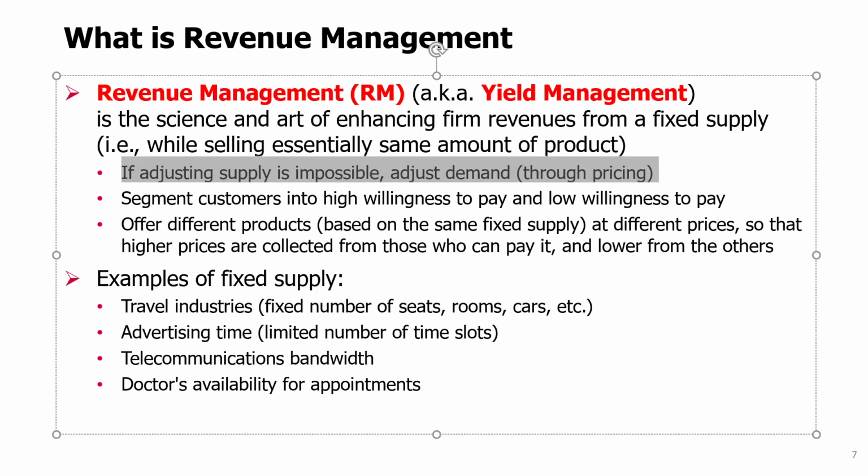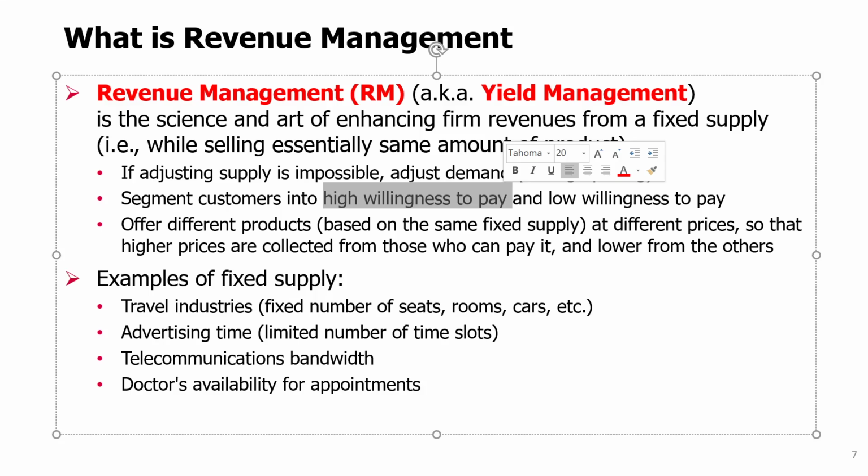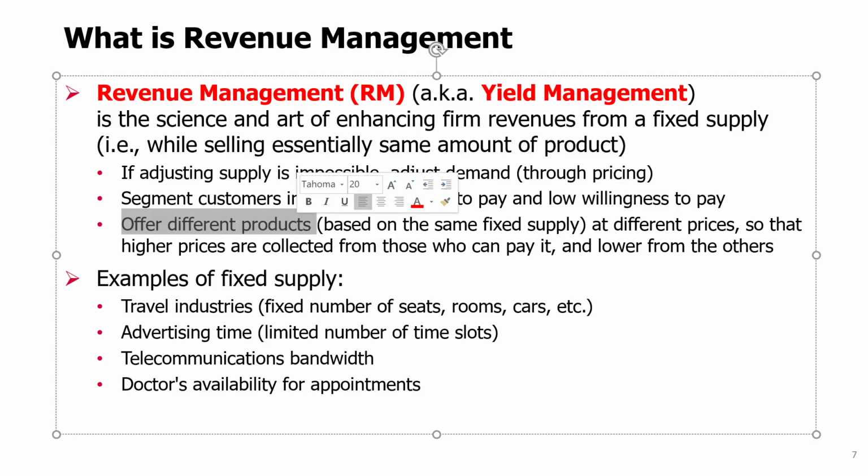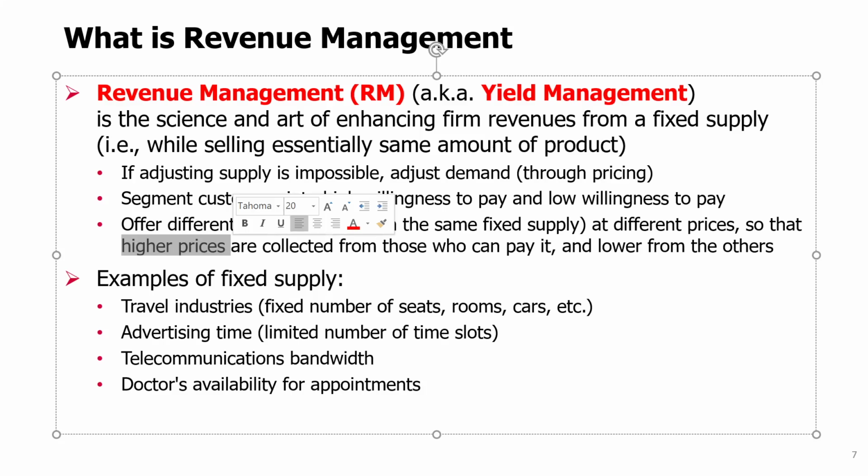The main idea is to try and segment customers into those who have high willingness to pay and those who have lower willingness to pay. We may have two customer segments or several, right? More than two. And when we have this, we try to offer different products that are all based on the same fixed supply at different prices. And with that, we can try and charge higher prices to those who can pay those higher prices, and then the others can pay lower prices.